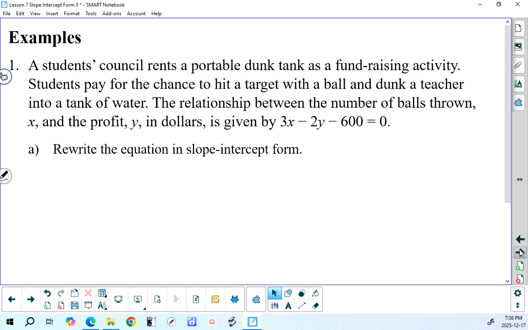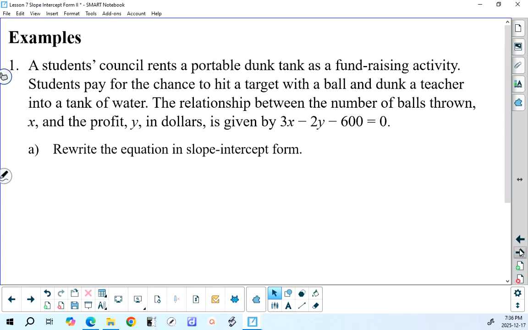It doesn't matter whether they dunk the teacher or not. The reason why the more balls they throw, the more money they make, is because students are paying a certain amount in order to throw. So it might be $2 a throw. So you can really think of x as being the number of throws, if you like, or you can think of x as being the number of tickets that people buy to participate in the event.